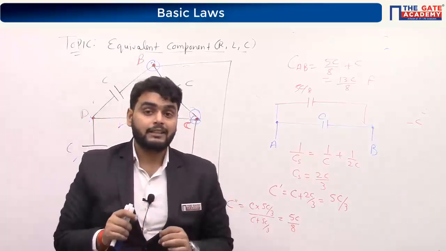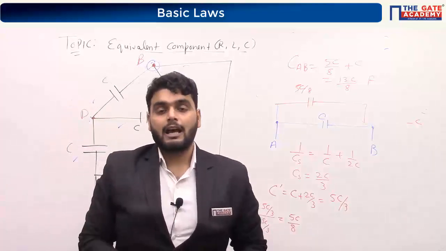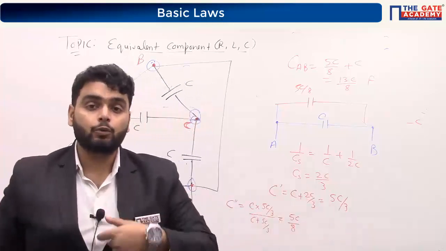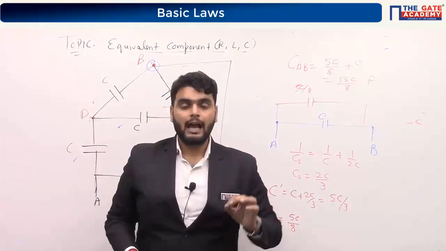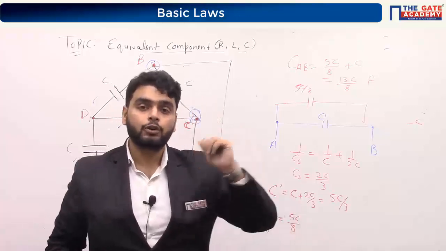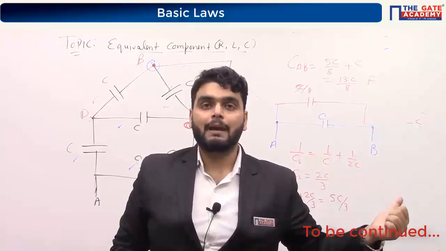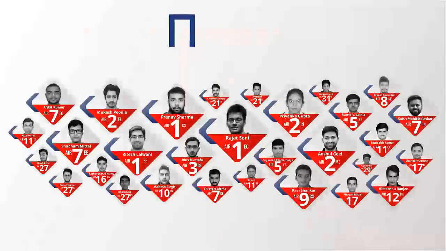The problem in this question is that we cannot identify series and parallel just by seeing it. In that case, we have to redraw the diagram. And whenever we have to redraw the diagram, we have to provide a name to each and every node. After naming the nodes, we redraw the diagram, and then we will see which branches are parallel and which branches are in series. Okay?